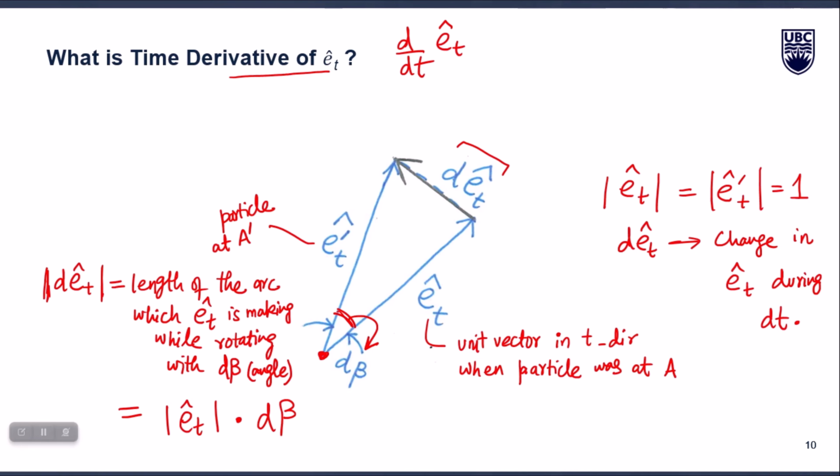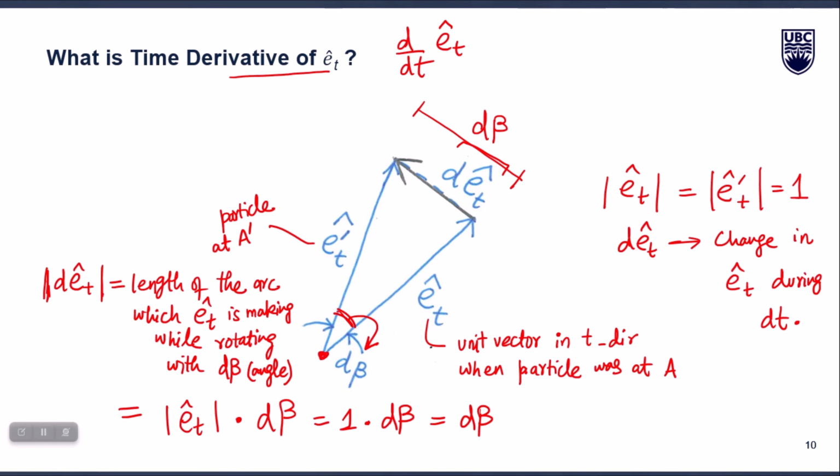So the first thing I can determine is the length of this quantity, and then I can simply divide it by dt to calculate the first derivative of this vector with respect to time. So the length is simply 1 times d beta, because the magnitude of the unit vector is 1, so it is simply d beta, right. So the length of this vector, this distance, is d beta. The second thing is the direction of this dE_t.